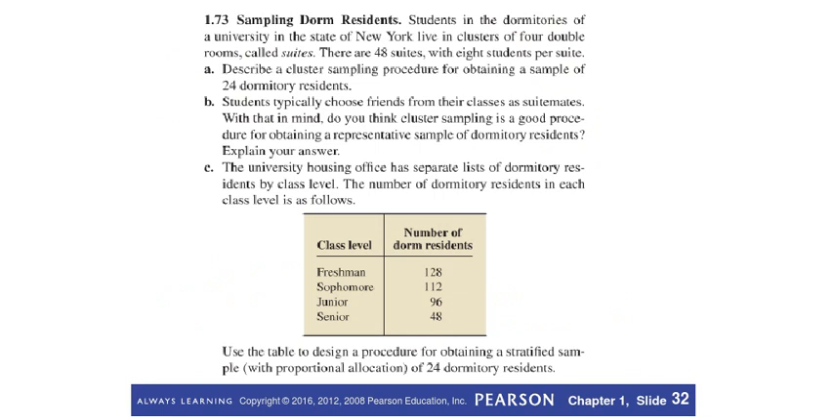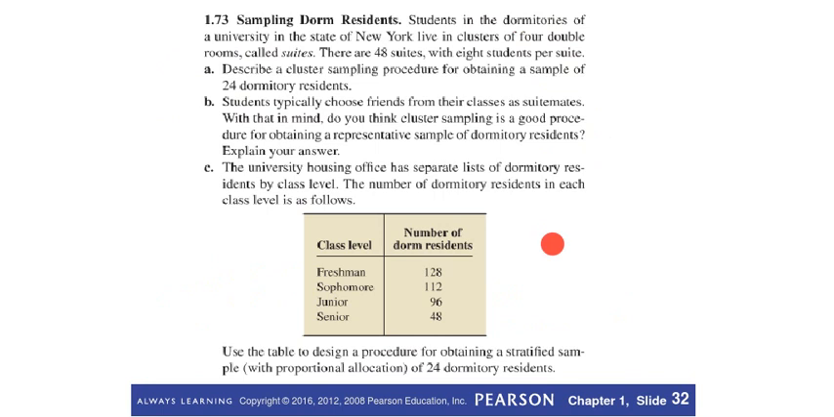Now, students typically choose friends from their classmates as suite mates. So most people will try to get in a suite with 4 of their friends, 3 of their friends and themselves. With that in mind, do you think a cluster sample is a good procedure for obtaining a sample of dormitory residents? And explain your answer.